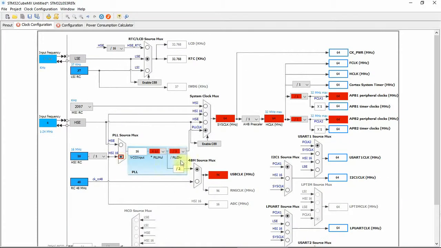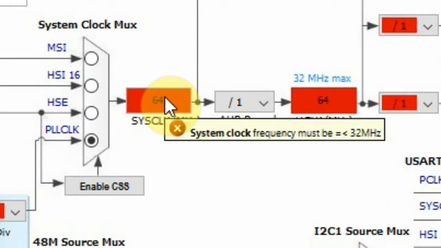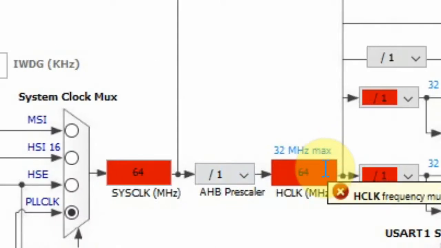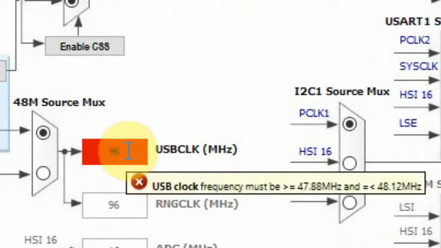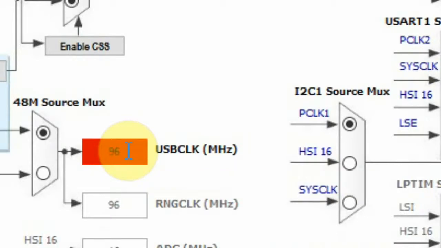Again, when the system sees that I've set it in the wrong way, it gives me all the problems and what peripherals are having a problem with the clock that I've set. If I hover on any of the red, it explains to me why the system clock frequency is not set correctly, depending on the peripheral. You can see, for example, the USB clock needs to be between 47.88 MHz to 48.12 MHz. There are a few options to correct this.